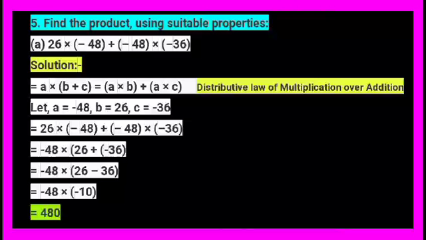Question number 5 is find the product using suitable properties. That means we have to find the answer of this product, that means of this multiplication. And using suitable properties means we have to use properties of integers. They are commutative, closure, distributive, associative. We have learnt about all these properties.